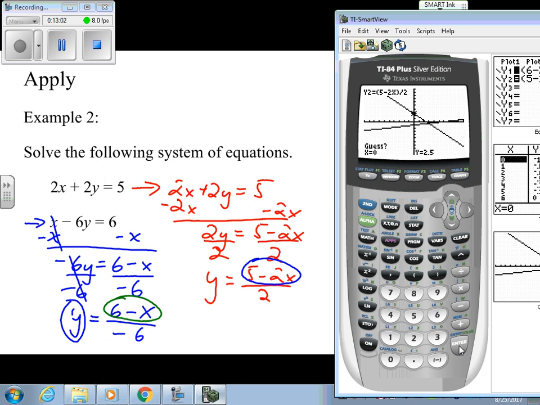Now it says guess. You don't need to move your cursor because there's only one intersection point shown on the screen. So I hit enter again, and it tells me that the intersection is happening at an x value of 3 and a y value of negative 0.5, or I could write that as negative 1/2. I can write that as an ordered pair, and I have solved 2 systems of equations using the graphical technology. All right.